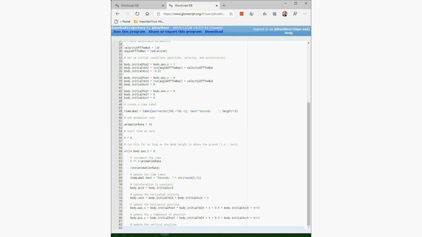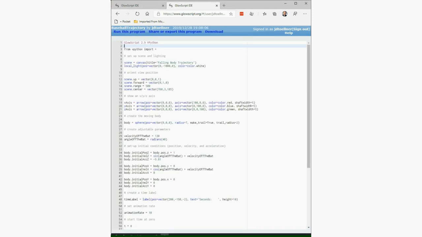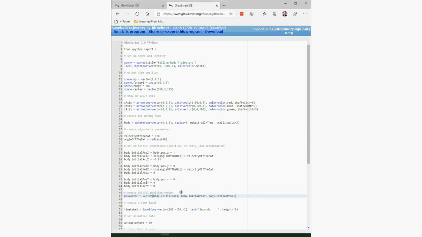And then I do the same thing for the y position, even though there is no y velocity or acceleration. I'm doing this for completeness. So if I run this, I get a nice parabolic trajectory with the trail on the ball. And this is now modeled in a three-dimensional coordinate system. So VPython can do some cool things. What I want to do here is add a velocity vector to the animation.